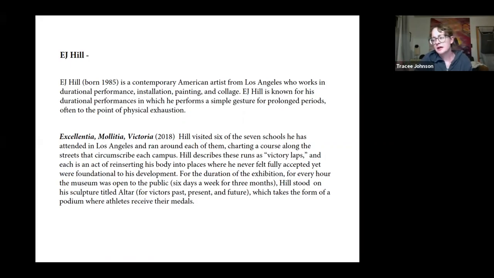And what I think is actually very unique and fascinating about E.J. Hill's work is that he is a performance artist, but almost beyond performance art. His work is very durational. So he is often defined as a durational artist, and he is always thinking about his body in relationship to spaces, but his work really tends to focus on the duration or extent of time that someone can do something, so these prolonged periods of time.